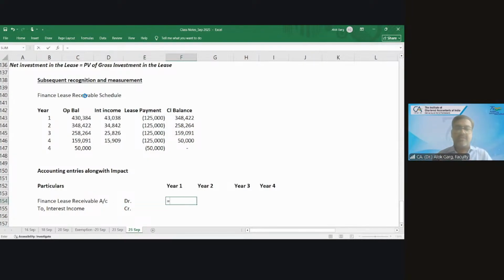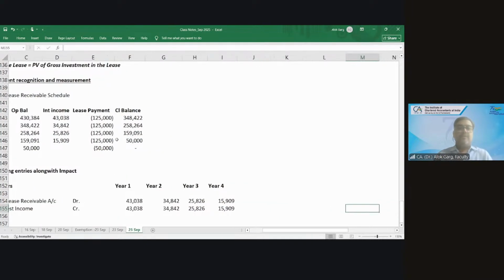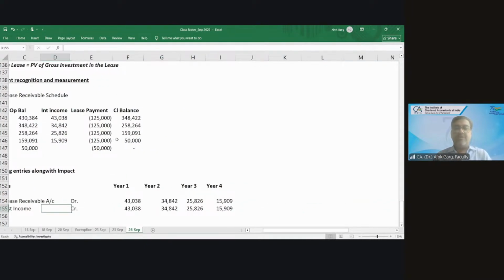What is my interest income? My interest income in the first year is this, right? So with this amount your finance lease receivable will be debited. Second year this much, same. Third year 25,826, same. Fourth year is 15,000, same. So this is your interest income.